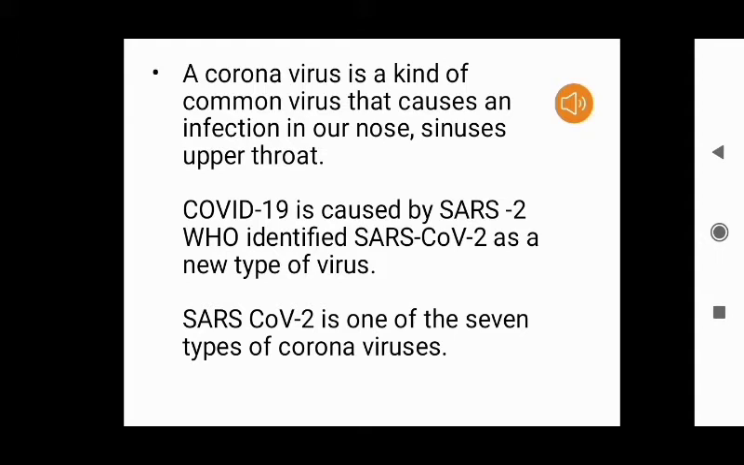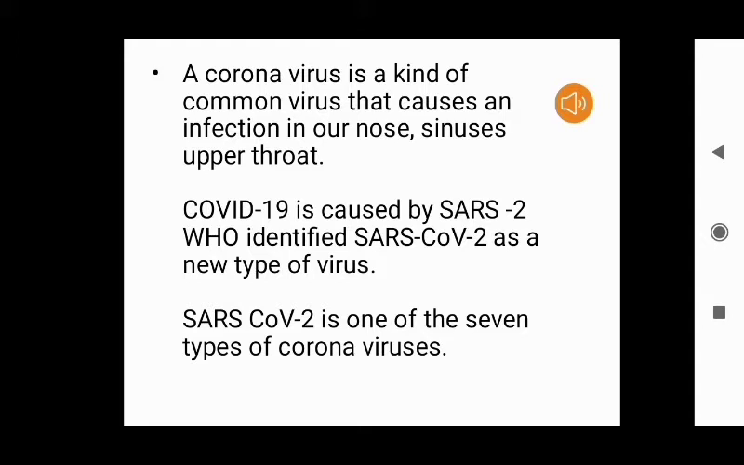Number first, what is COVID-19? This is a common virus that causes infection in our nose, sinuses or upper throat, but most coronaviruses are not dangerous. After the December 2019 outbreak in China, the World Health Organization identified SARS-CoV-2 as a new type of coronavirus. This outbreak quickly spread around the world, thus it is known as a pandemic.